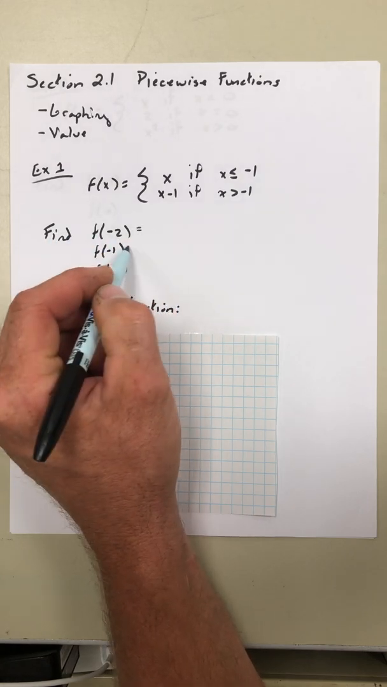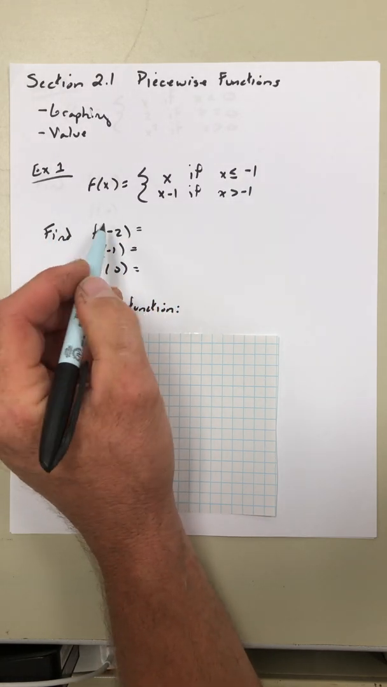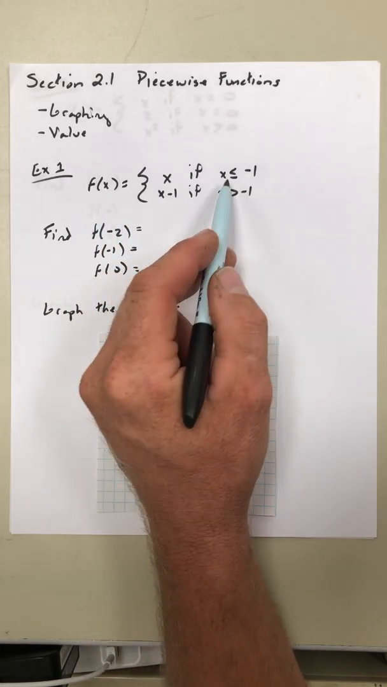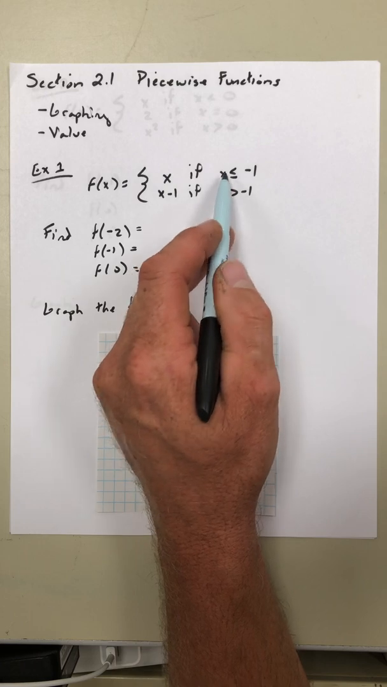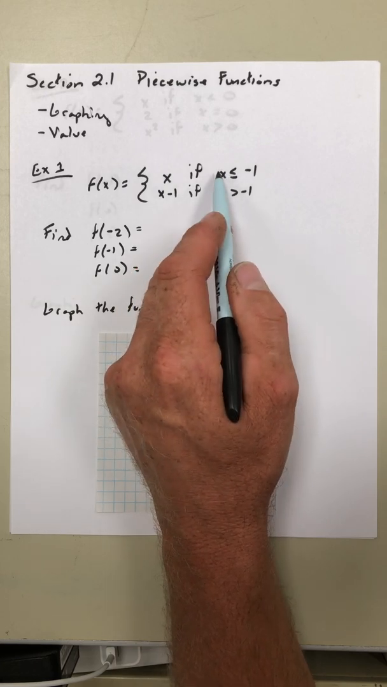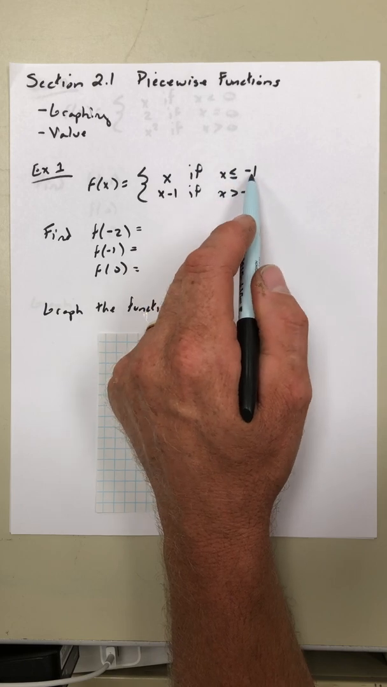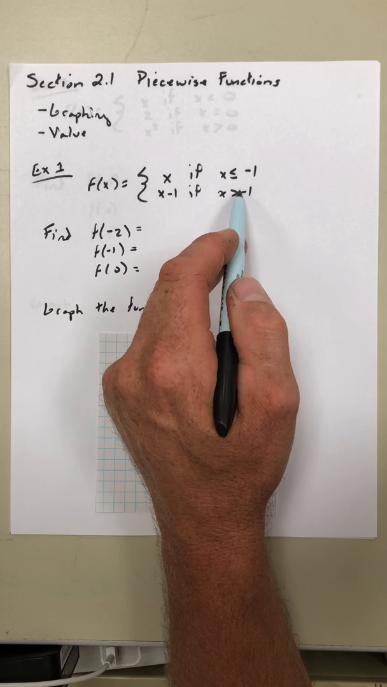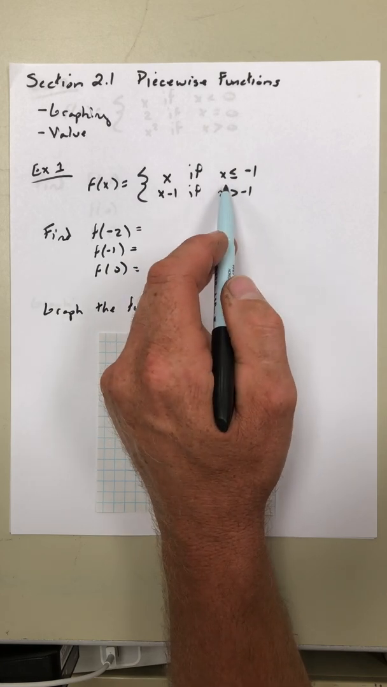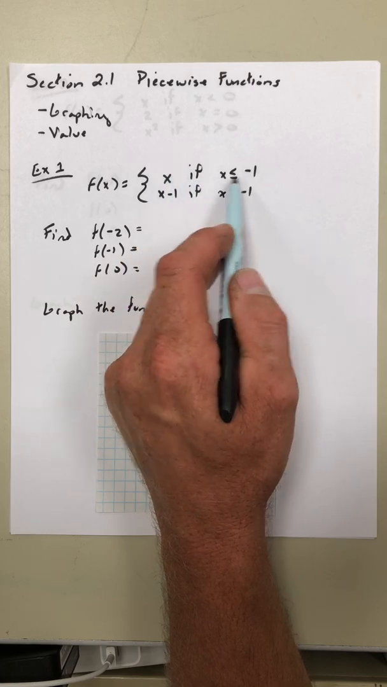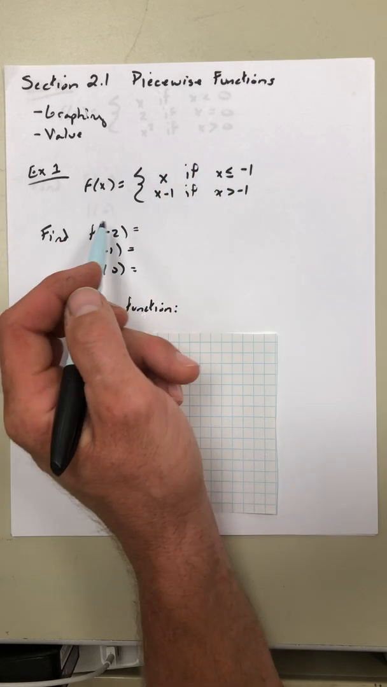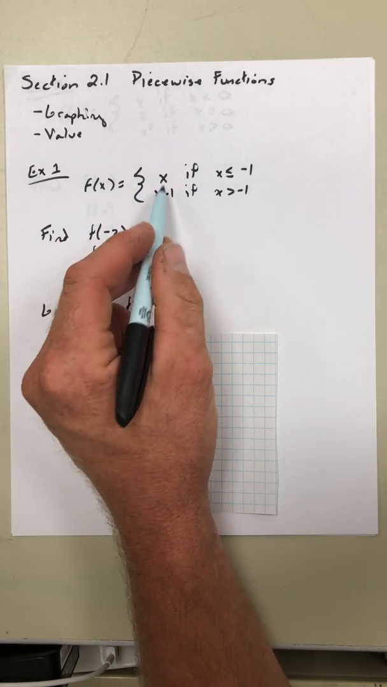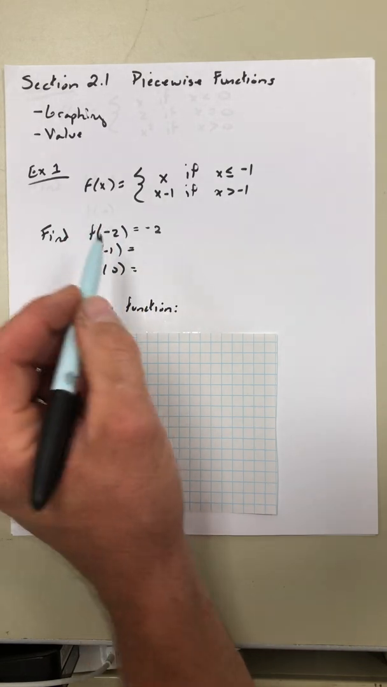So how do I find the value of a piecewise function? To find f of -2, I'm going to take this -2 and plug it in for my x value in my restrictions to see if it makes sense. So -2: is -2 less than or equal to -1? Hopefully you say yes. Is -2 greater than -1? Hopefully you say no. So you know that we're going to work with this top portion. We're going to take that -2, that x value, and plug it in for our x values here and simplify it. If I plug in -2 for x, I get -2 out.